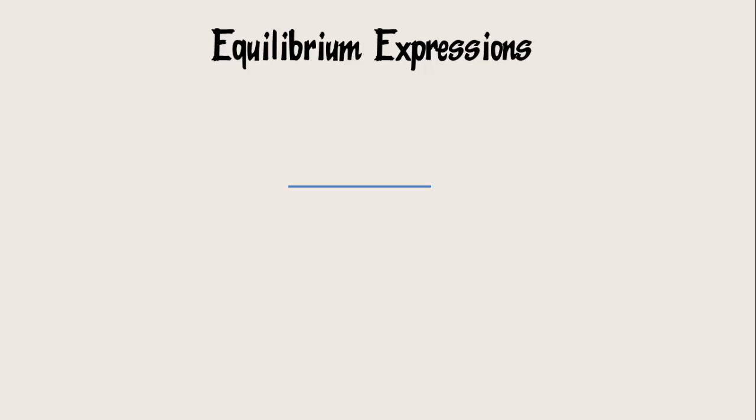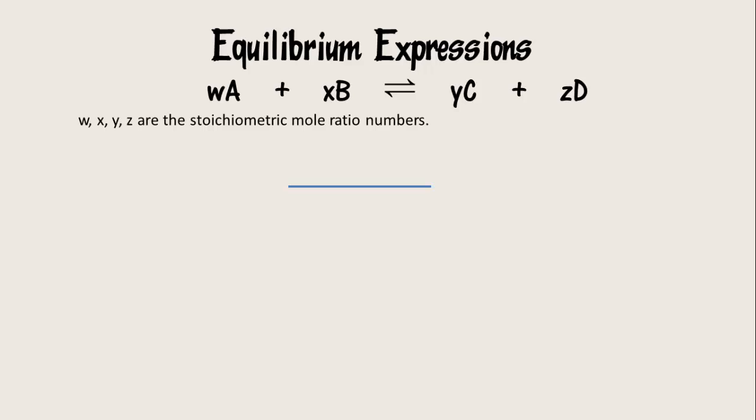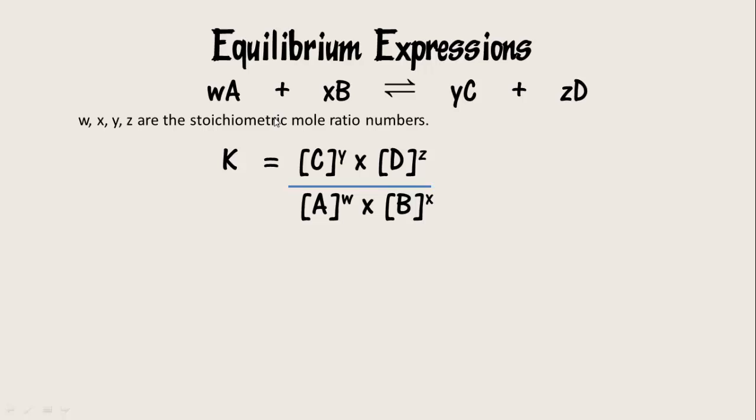The easiest way to show how to write the equilibrium expression is to use a generic equation like this. So we've got the chemical species A, B, C, and D given here, with the letters W, X, Y, and Z representing the stoichiometric mole ratio numbers given in the balanced equation. So if we have a generic equation like this, we would write an equilibrium expression like this. Looks complicated? It's not really.